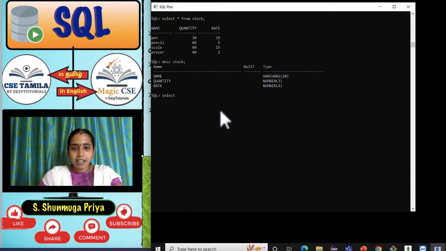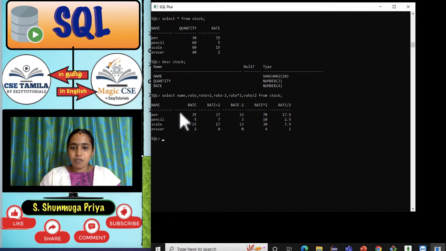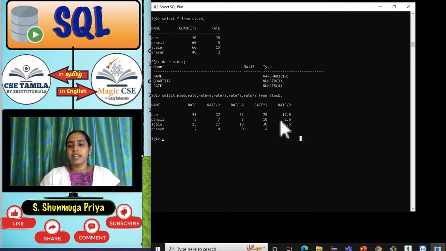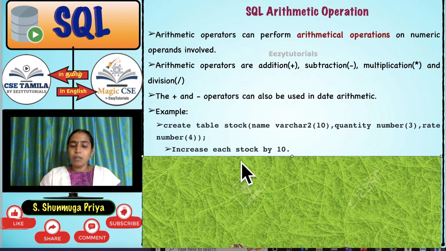Now, select name, comma, rate. So I can perform addition, subtraction, multiplication. We will be using the asterisk symbol, that is star, for multiplication. For division we will be using the slash. So this is not much meaningful. Simply I am just visually showing you. You can perform all the operations: addition, subtraction, multiplication, division on this entry. So we'll see how meaningfully we can apply.